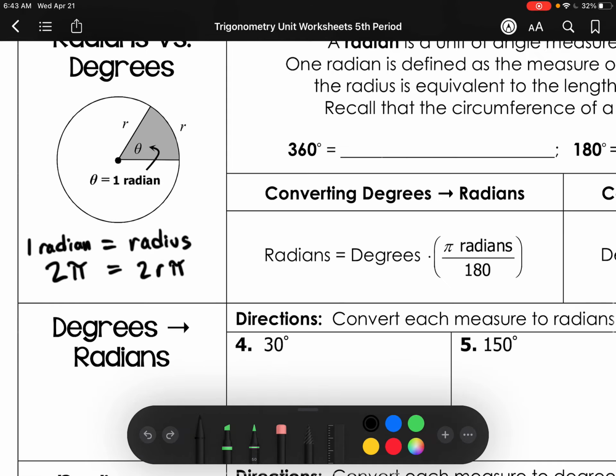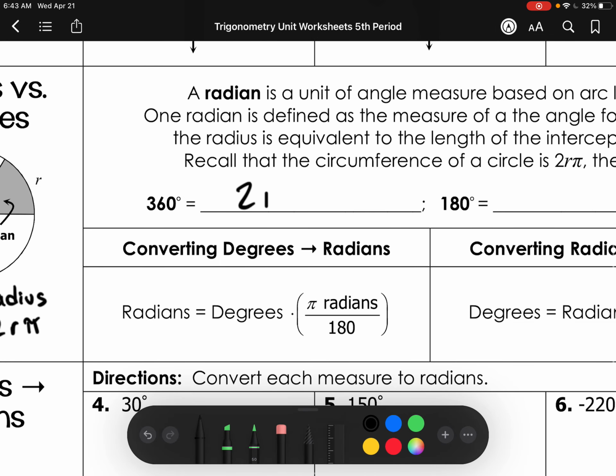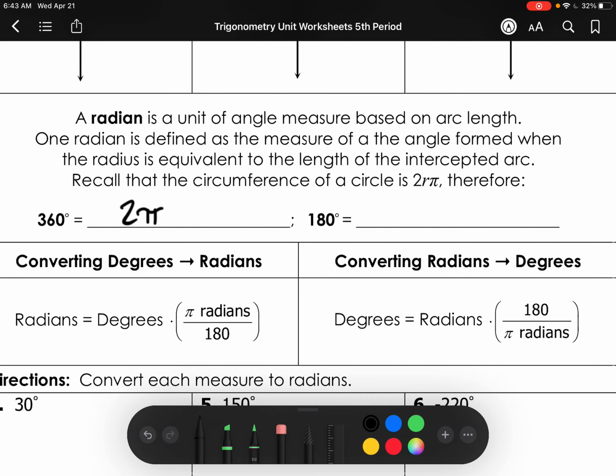Hope that makes sense. If it doesn't make sense, please let me know. All right, so we're going to write that over here. So 2 pi. A 360 degree angle is the same as 2 pi radians.